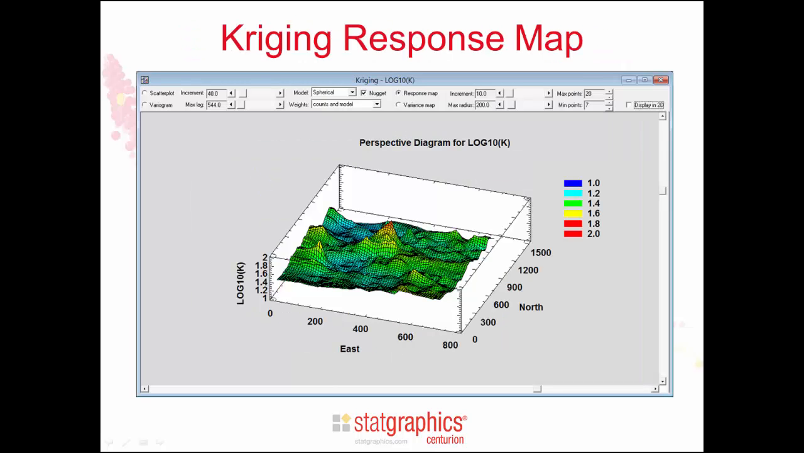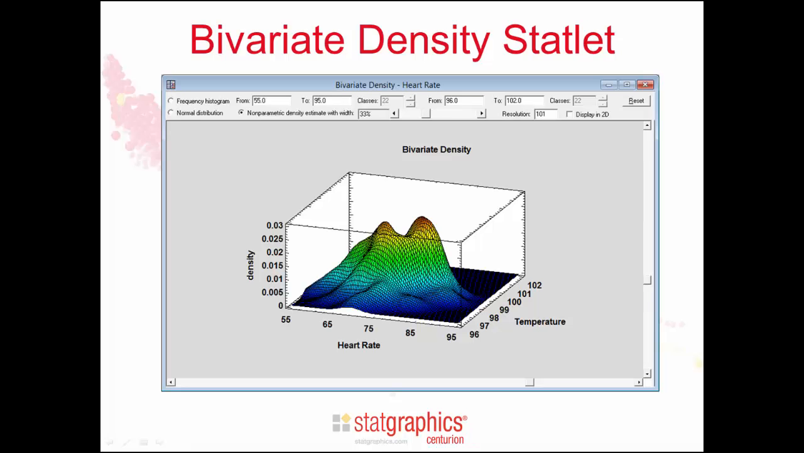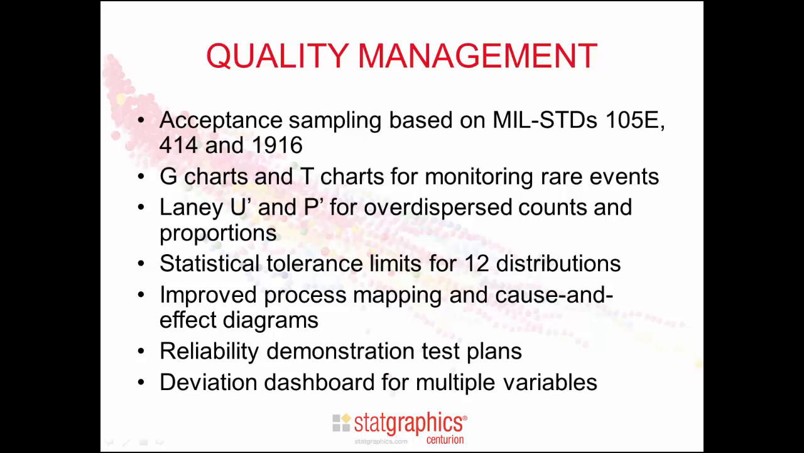Here's a map created by the Kriging Statlet. Kriging is used to estimate the distribution of a variable based upon data collected at different locations throughout a physical area. Finally, here's an estimated bivariate density using a non-parametric lowess smooth. It estimates the joint distribution of two variables. Users can change the smoothing parameter and instantly watch the estimates change.